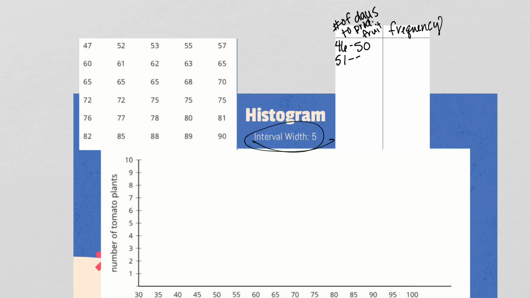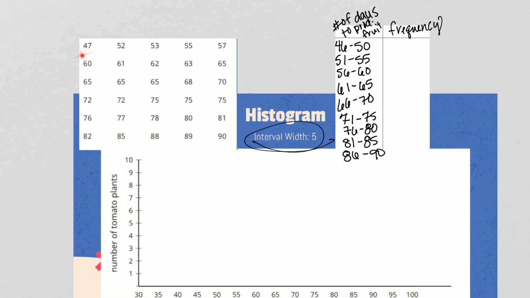So 51 to 55, 56 to 60, 61 to 65, 66 to 70, 71 to 75, 76 to 80, 81 to 85, and 86 to 90. All right. Now we're going to do the same thing that we had done earlier.